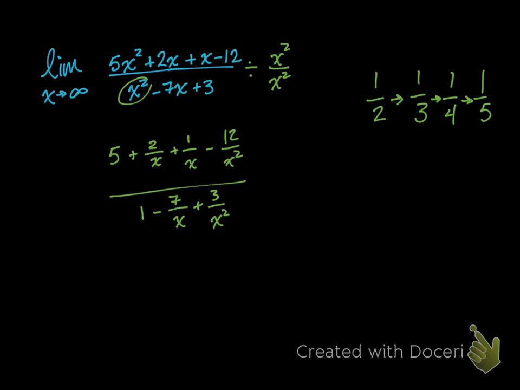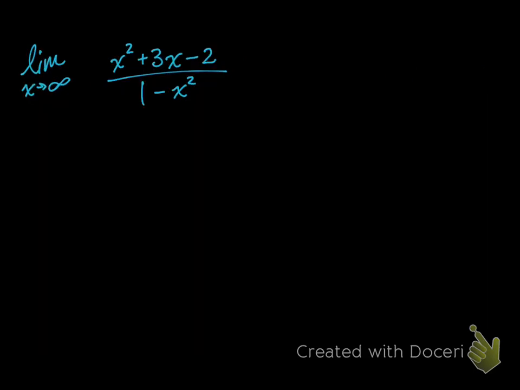We call this poofing. So this poofs to 0, poofs to 0. x squared is still infinity, so that poofs to 0, poofs to 0, poofs to 0. What we end up with here is 5, and that is our limit as x approaches infinity for this problem.